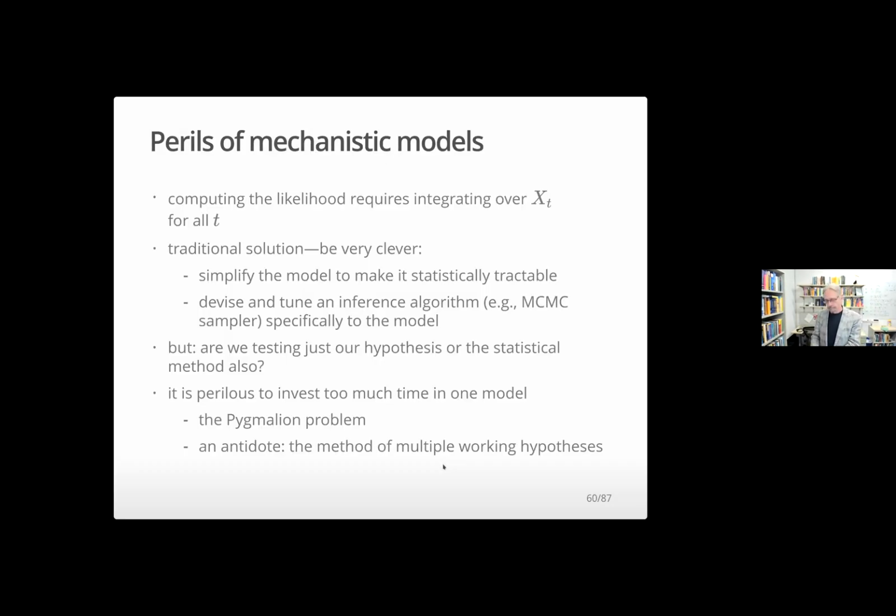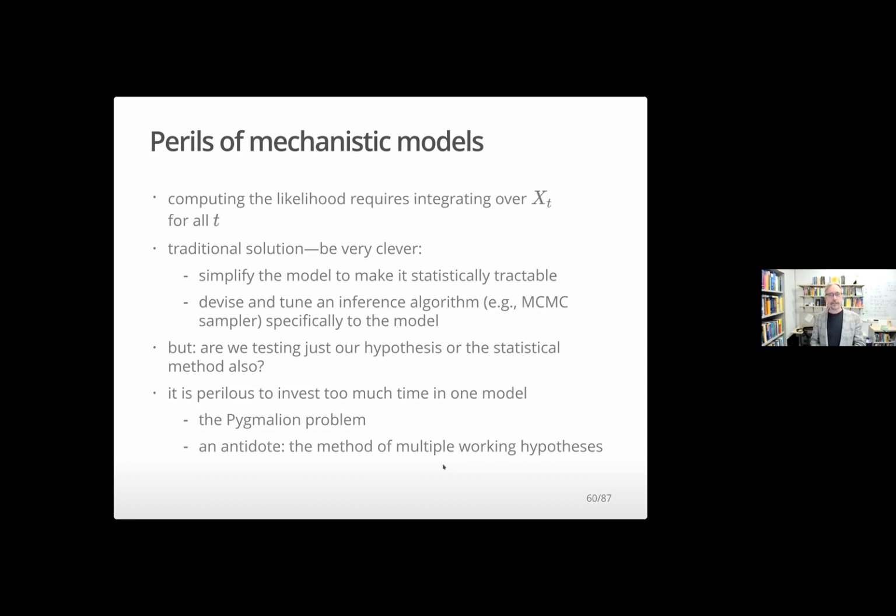So everybody who wants to work with this has to come to grips with this in some form or another. Now, let's talk about these mechanistic models here. If we want to compute the likelihood, if we want to maximize the likelihood or perform Bayesian inference based on this likelihood, we essentially need to integrate over this huge space of x's. And so the traditional solution to this thorny mathematical problem is sort of to be clever, right?